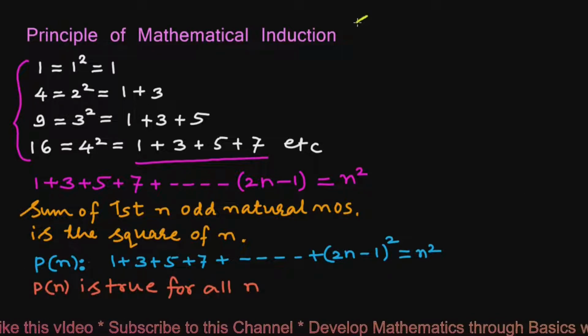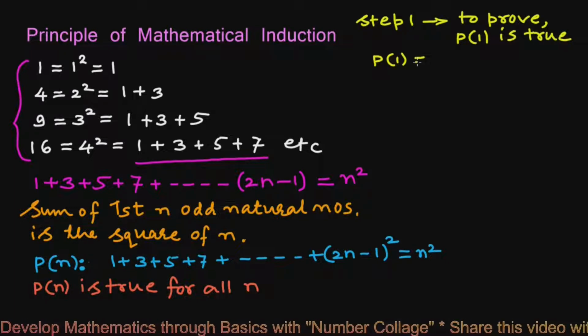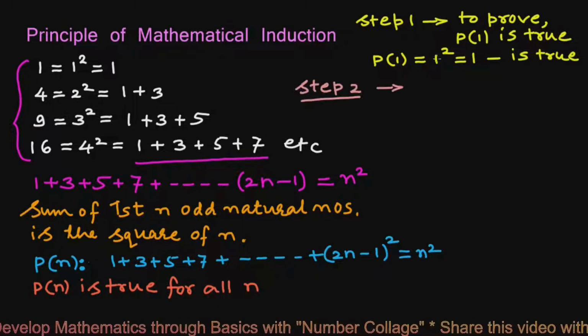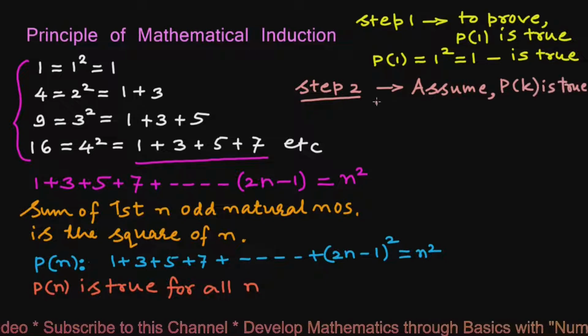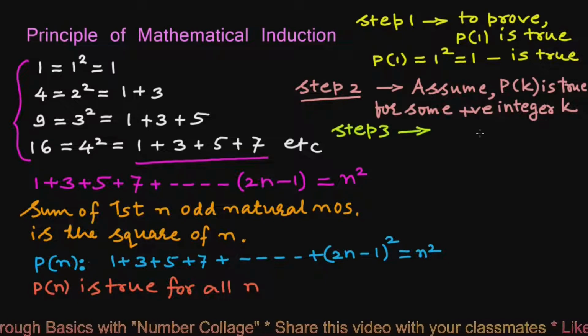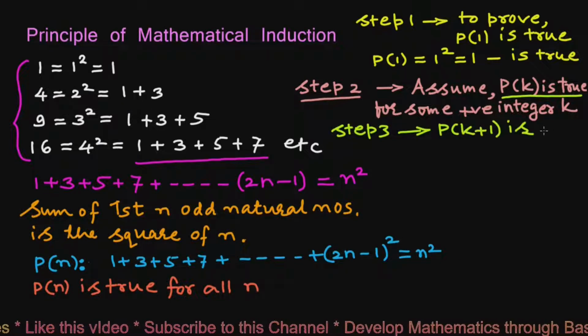Now step 1 is to prove P of 1 is true. P1 is 1 square, which is 1, is true. In step 2, which is the assumption step, we assume that Pk is true for some positive integer k. In step 3, we need to prove that if Pk is true, then Pk plus 1 is also true.